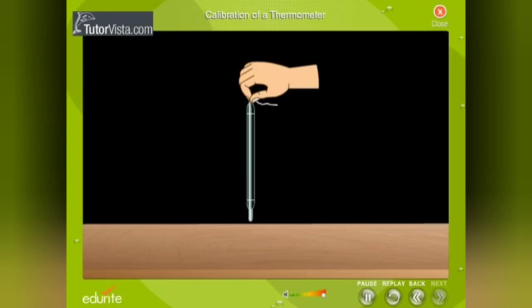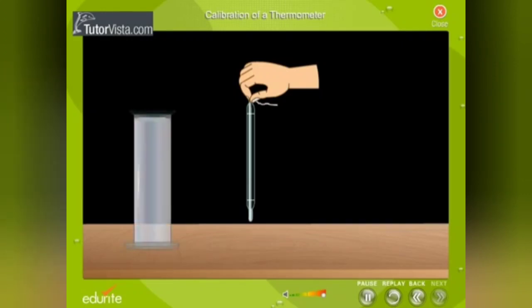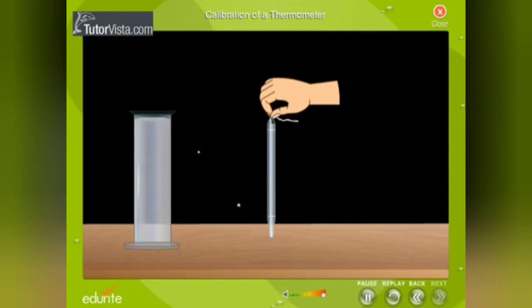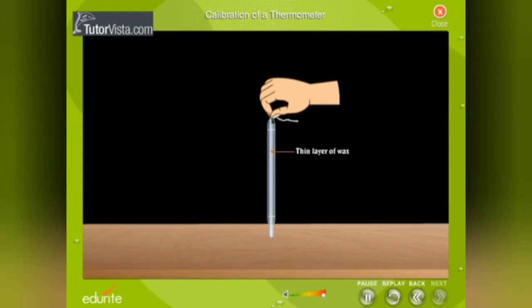After marking the two fixed or standard points, the thermometer is dipped in molten wax and then taken out. A thin layer of wax gets deposited on it. With the help of a sharp needle, the wax deposited on the fixed points is removed. The space between the fixed points is divided into 100 equal divisions. The wax from these points is removed.